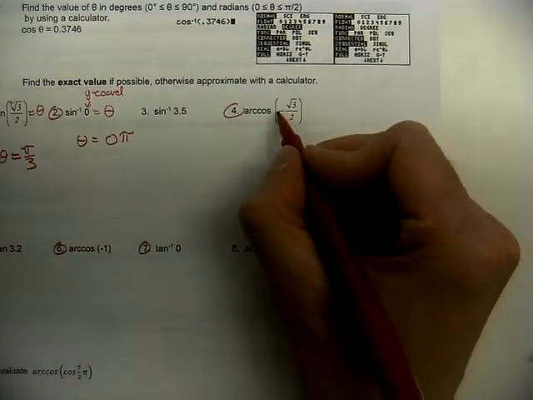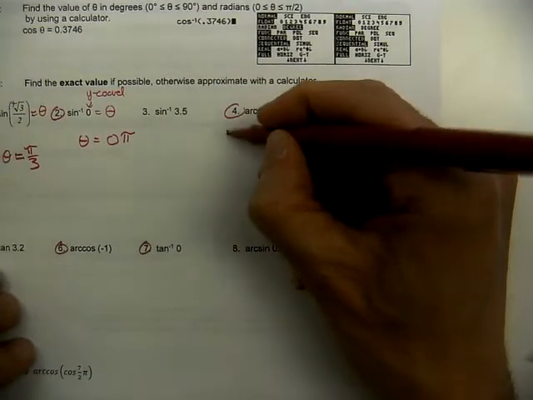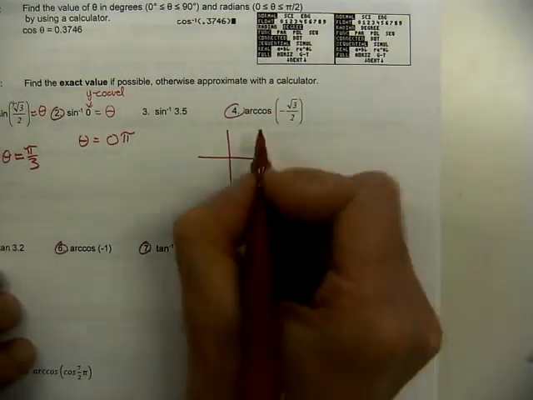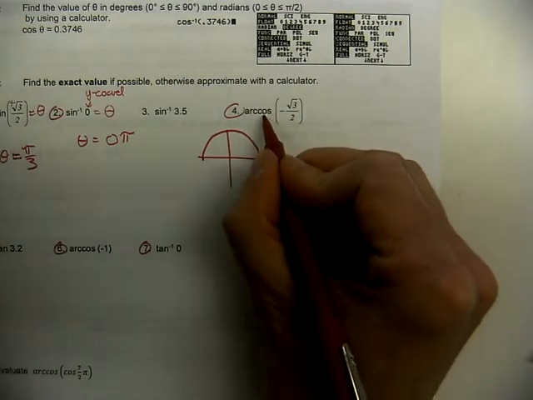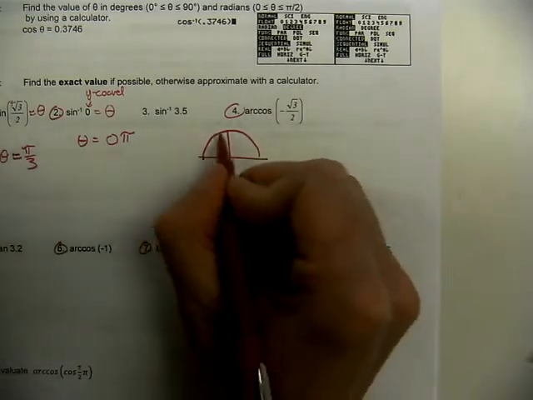Arc cosine of negative root 3 over 2. All right, with arc cosine, we are only allowed to use quadrants 1 and 2. So where would we find an x-coordinate that is negative? That has to be in quadrant 2.